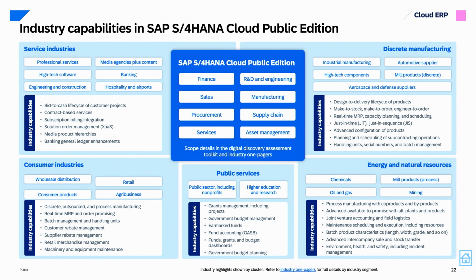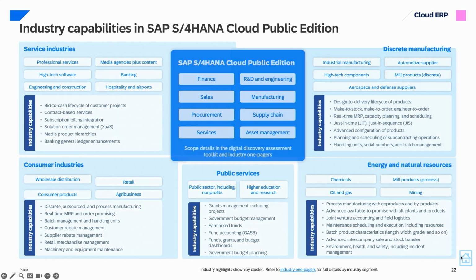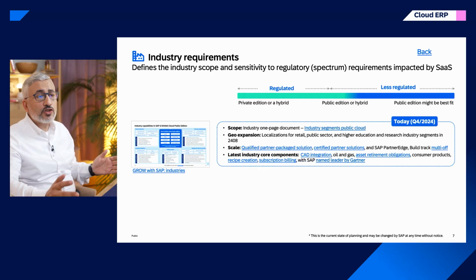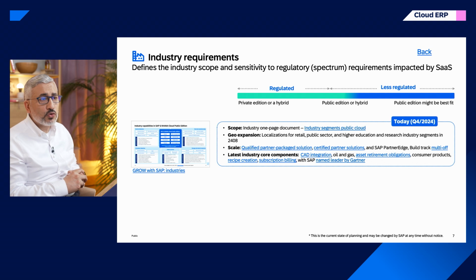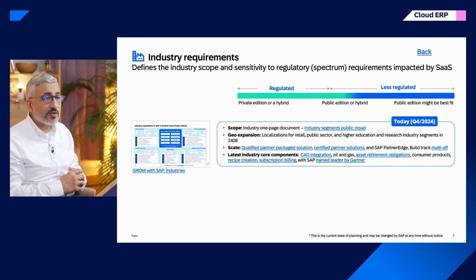And the good news in this slide today, you have seen how we have evolved in the public cloud, covering many additional requirements that bring value to you in all of these industries. My recommendation is to think at that level of detail and see how much each requirement would help you. With the 2408 release, which is the August release of our product, we have delivered quite a good number of features that help extend the coverage of the product. I highly recommend you look at the industry one-pager attached to the DDA, the Digital Discovery Assessment Tool. We have also supported geo expansion coverage of our industries, and delivered quite a good number of core components, features and functionality, such as CAD integration, asset retirement obligations, recipe creation, and subscription billing in consumer products, and many other things.